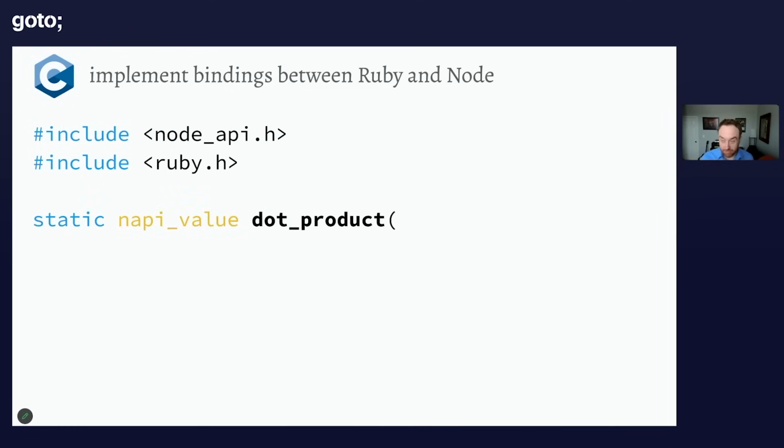And then basically we're going to start writing some C code. So here we're going to say, if you don't know C, don't worry about it. I'm just going to conceptually go through what this is doing and hand wave a lot of implementation details. Static napi_value dot_product basically says we're defining a function called dot product.